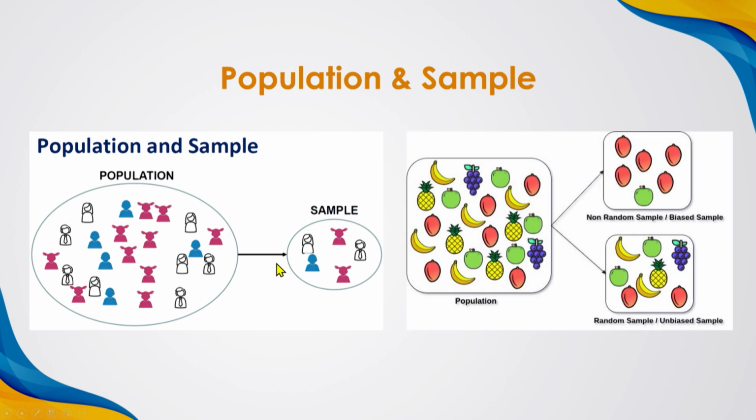Now in the second image you can see a group of fruits, which I can treat as a population again, but here I am choosing two different samples. One you can see as a random sample, the other as a non-random sample, where in the non-random sample the same type of fruit has been selected a lot. So hence I can call it a biased sample. Similarly, in a random sample you can see a variety of fruits has been selected, which I can call an unbiased sample.